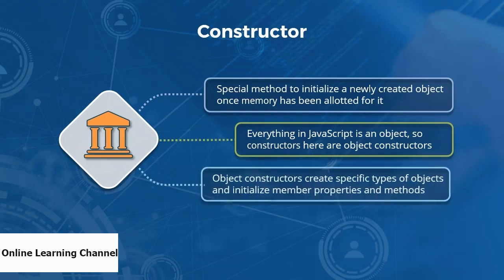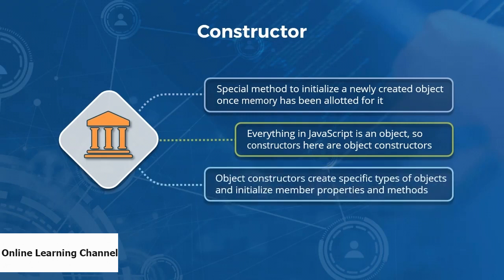In JavaScript, you can have your object constructors create specific types of objects and initialize the member properties and methods of those objects. Objects typically refer to entities within your system: employees, students, the school, a department, the organization. All of these are examples of objects that you might construct.